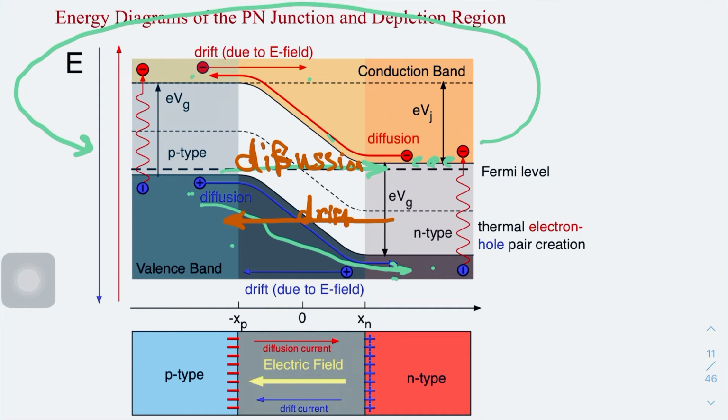As you see from this picture, the diffusion current direction is from the p to the n side, and the drift current direction is from n to p side inside the junction, and from p to n outside the junction.